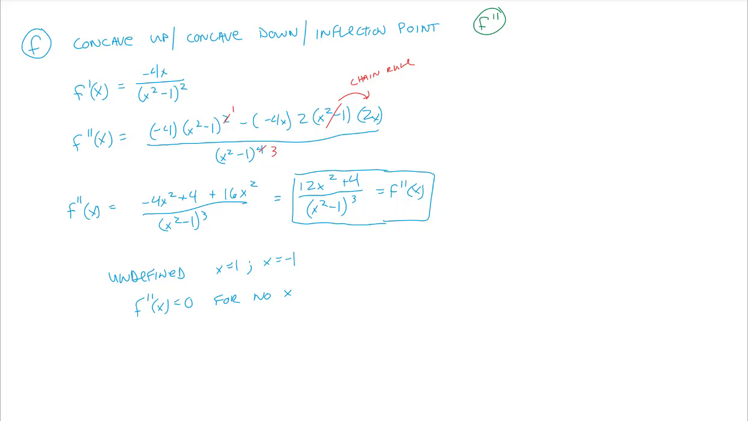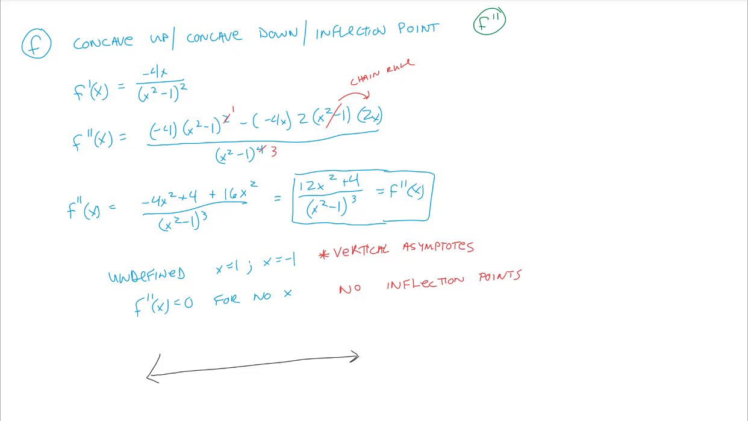So since these vertical asymptotes can't be inflection points, then we know that there are no inflection points because there's no places where this derivative is equal to 0. However, we still do need to make the second derivative graph to figure out where the original function f is concave up and concave down.